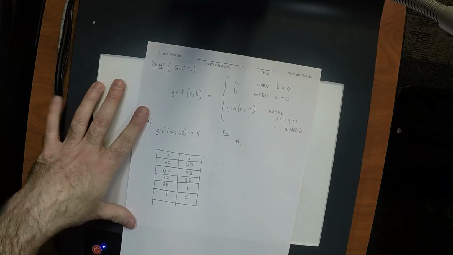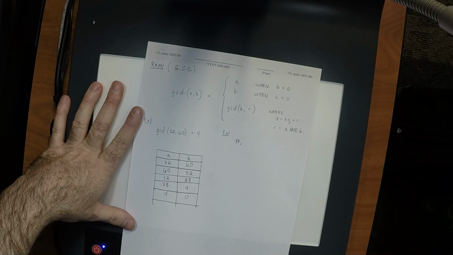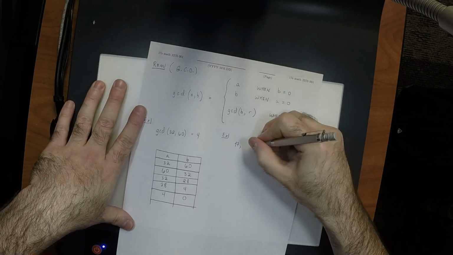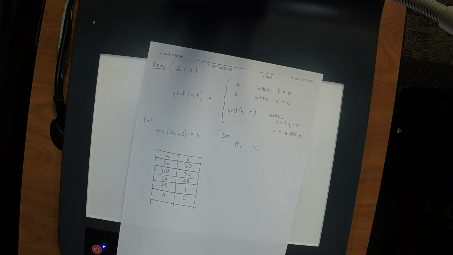Okay, now I need two numbers that share no common divisors. Preferably, just any numbers. 31. 30, okay, 31 is another prime. But now I need one more number. 24. Okay, 24 and 31 share no common divisors.